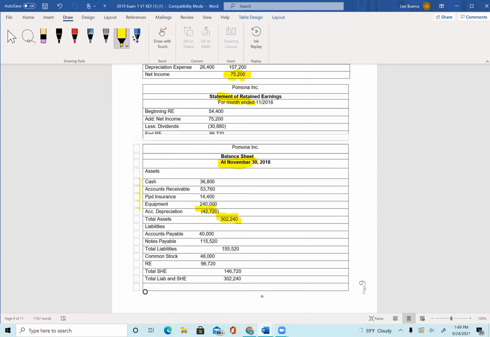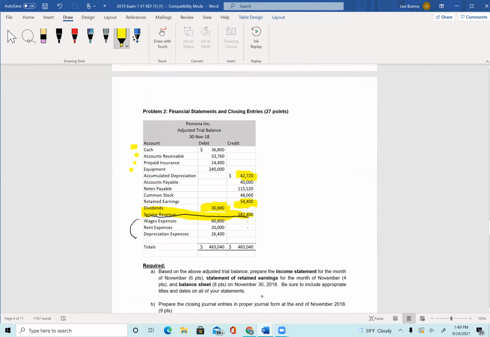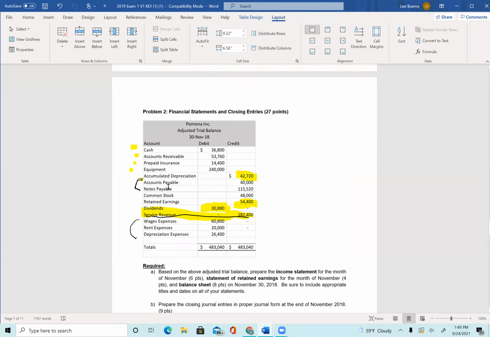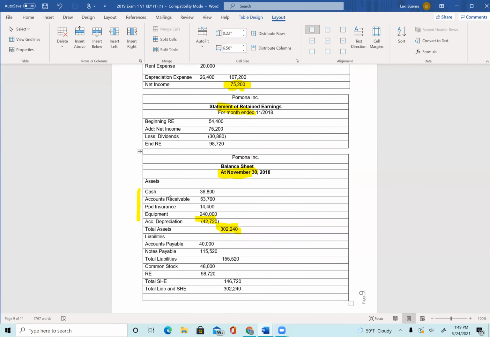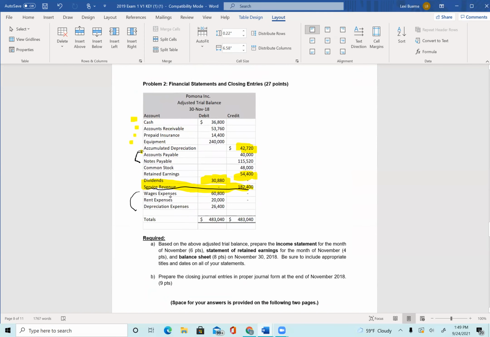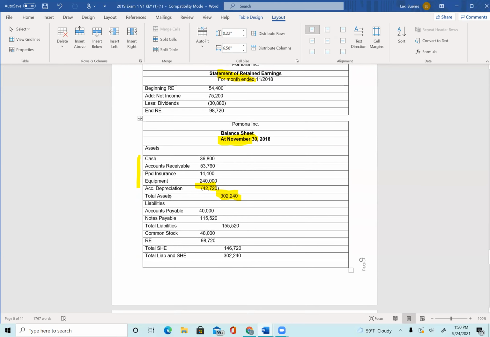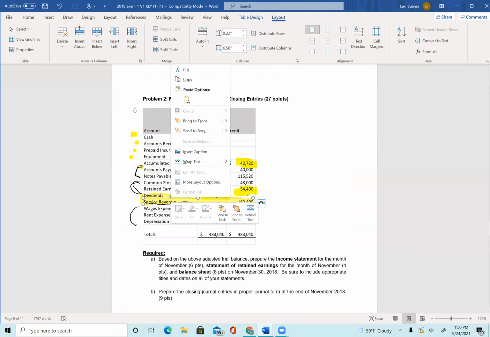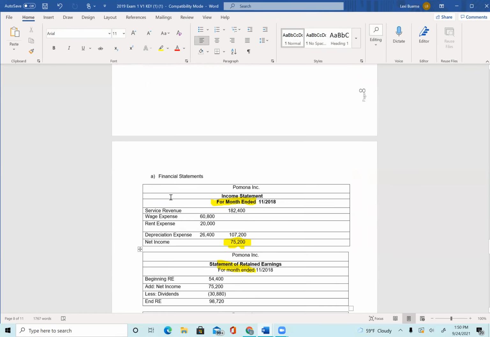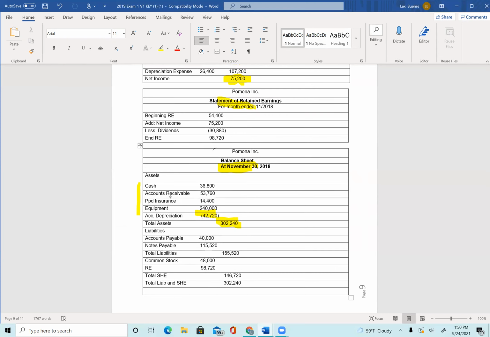And then for liabilities, we take the accounts payable amount right here. These are going to be all your liabilities, accounts payable and notes payable. That's going to be your total liabilities. Then for stockholders' equity, the two amounts that we always put are common stock and retained earnings. But the retained earnings, we do not take from this amount. See, this amount is 54,400. Because we did the statement of retained earnings and found this ending balance right here, that's what's going to go right here. Then we find the total stockholders' equity, which is adding these two up, and then the total liabilities and stockholders' equity. The total assets always have to equal the total liabilities and stockholders' equity.